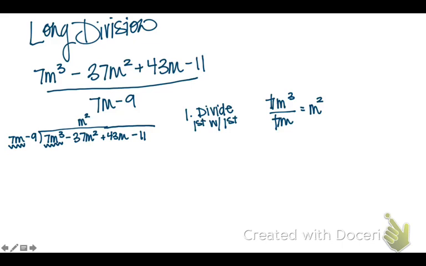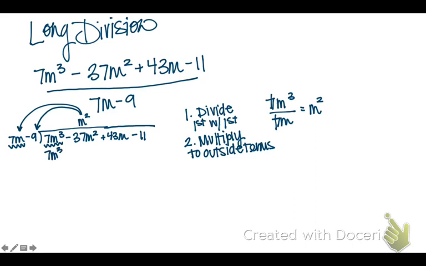Okay, my second step here is to multiply, and this is to the outside terms. So I'm going to multiply here, and I am going to multiply there. So m squared times 7m is 7m cubed. M squared times negative 9 is negative 9m squared.